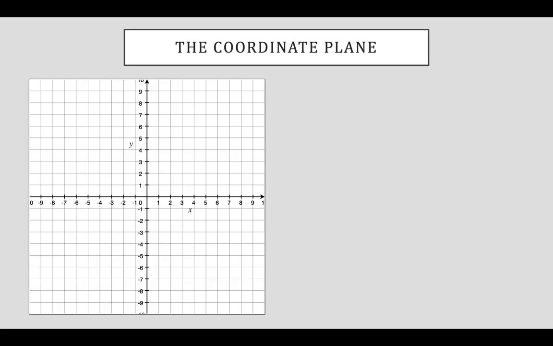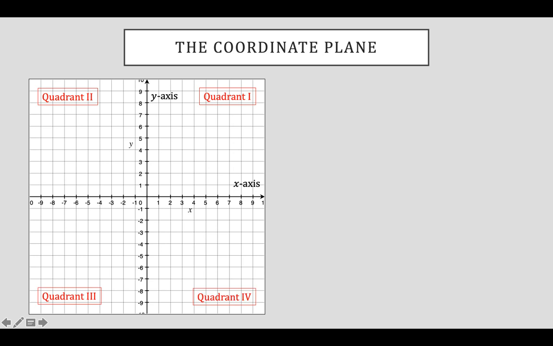All right, so you guys are definitely familiar with the coordinate plane, right? The coordinate plane has two axes, the x-axis, which runs horizontally, and then we have our y-axis, which runs vertically. We have four different quadrants. Starting in the top right corner and moving counterclockwise, we have the first quadrant, the second quadrant, the third quadrant, and the fourth quadrant.